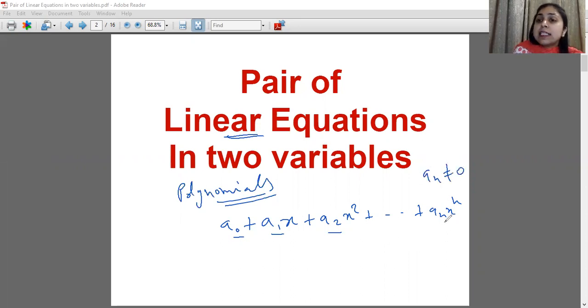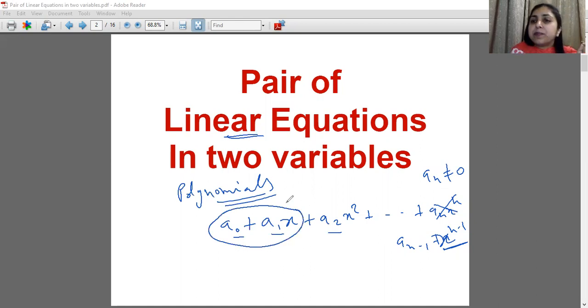Why? Because if an becomes 0, then the expression reduces to only a(n-1) x power n minus 1, as this term is 0. So it has degree n minus 1. Then we cannot say that this polynomial has degree n. So an should not be 0. Now, for today's topic, I will only deal with this section, a0 plus a1x. For example, 4 plus 2x.